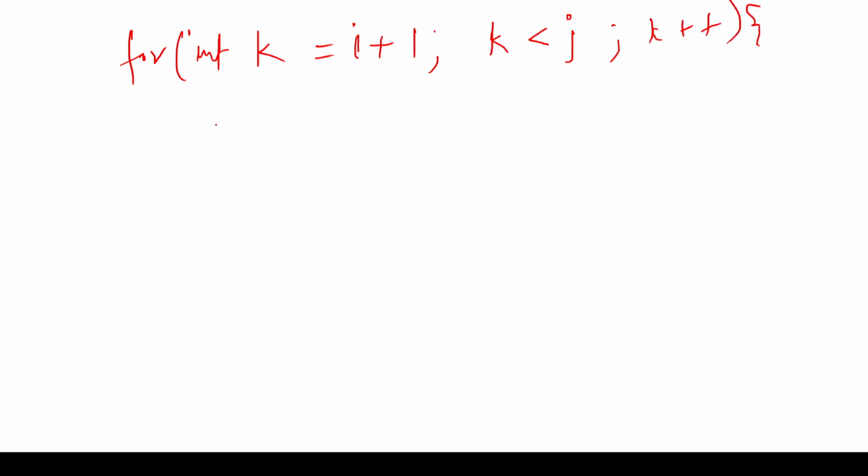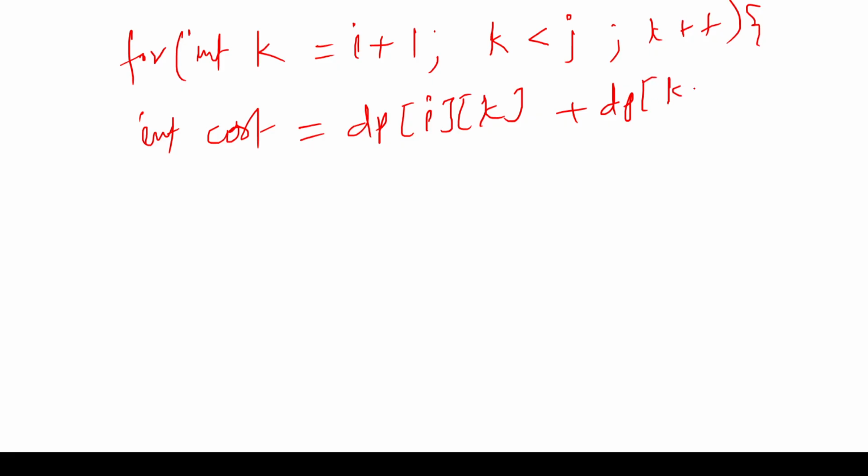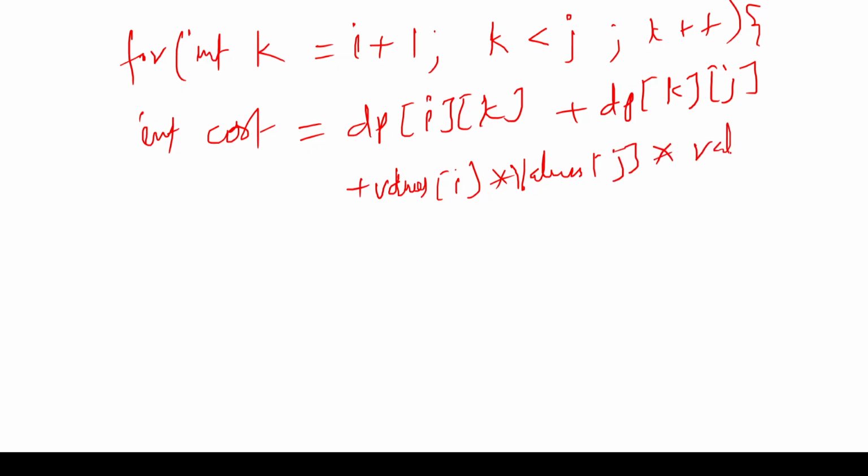Okay, after this you will say, first of all I will find the cost. How will we find the cost? We have seen that we will use dp at i and k and dp at k and j, right? Then the values at i, values at j, and values at k. You will multiply all of this, and you will find the cost.